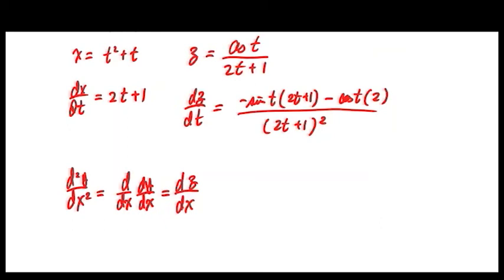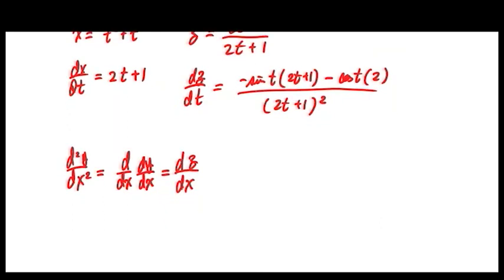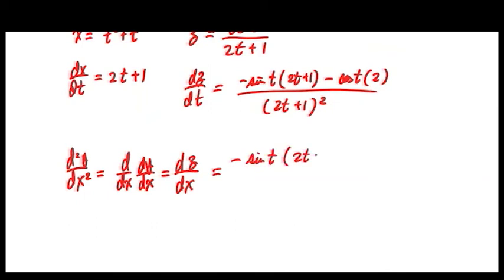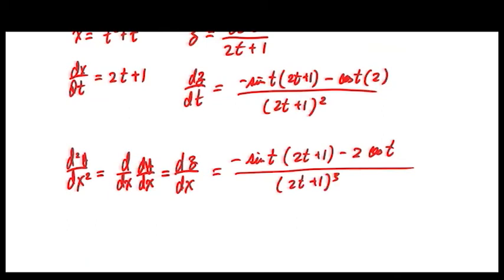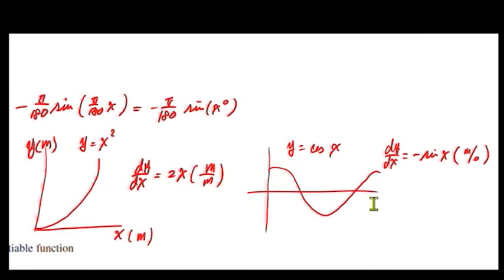Now what we want to do is this over this. So what we have now is negative sine t times 2t plus 1 minus 2 cosine t, all divided by 2t plus 1 cubed. Hopefully that's not too much algebra, right?